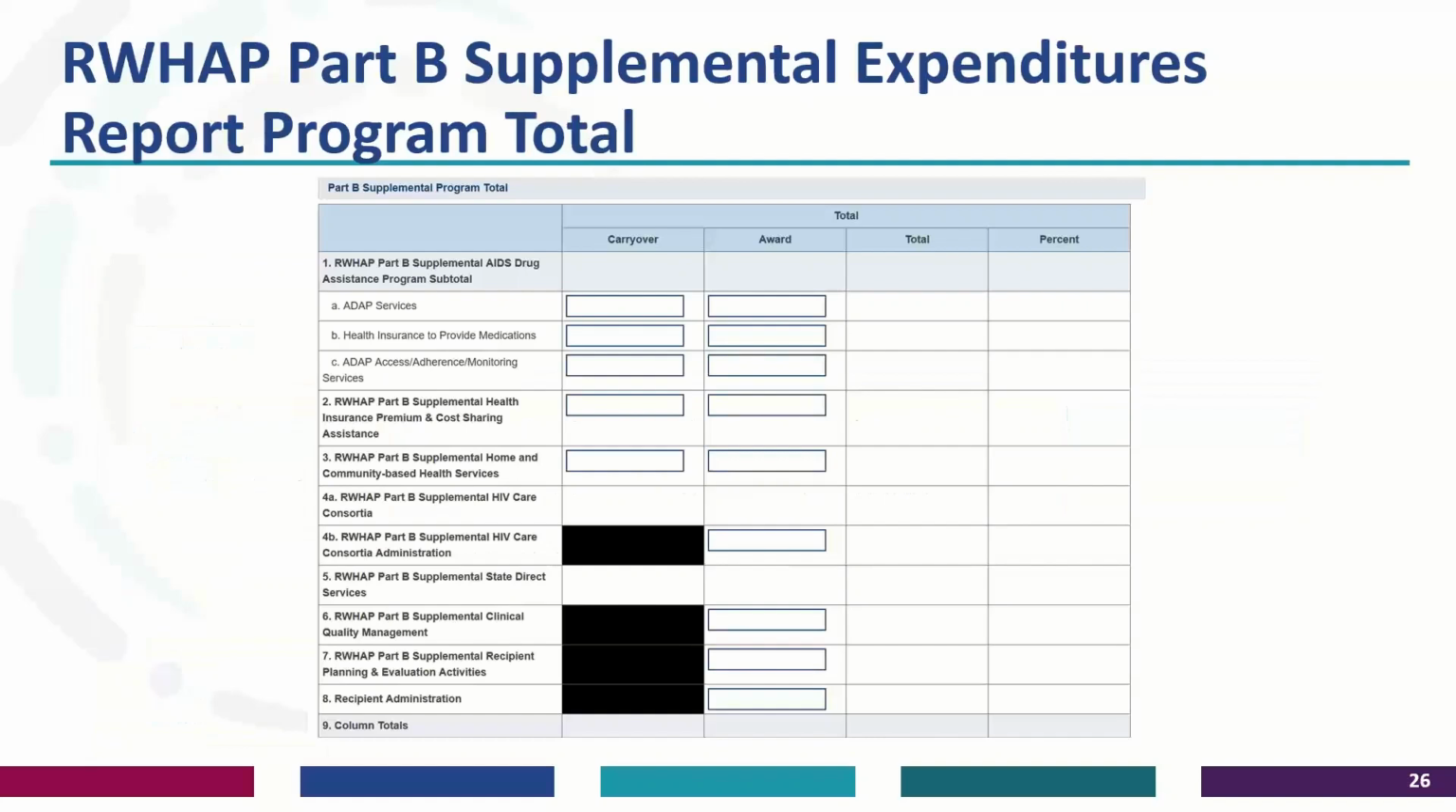The next component listed underneath is the Part B supplemental program total. This is where you will enter the amounts expended for the services listed in the funding source columns for total carryover and total award amount. Unlike the Part B expenditures report, health insurance premium and cost-sharing assistance and home community-based services are entered directly in the program total table here, unless it's consortia funding. For this table, the non-editable fields will automatically populate once the report has been saved.